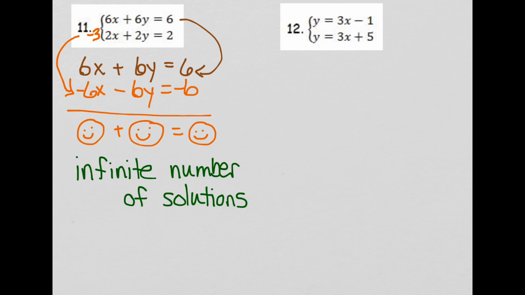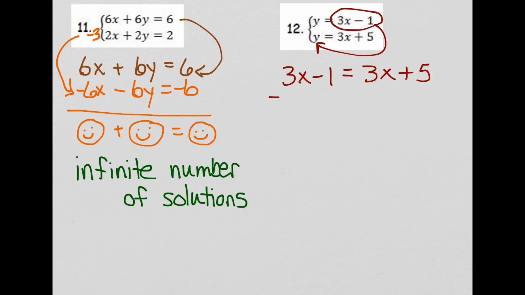Well, I have an isolated variable, y. So since y equals all that stuff, I'm going to replace y with all that stuff. And that gets me this equation: 3x minus 1 equals 3x plus 5. And so I'm going to subtract 3x from both sides. And I get that negative 1 equals 5.